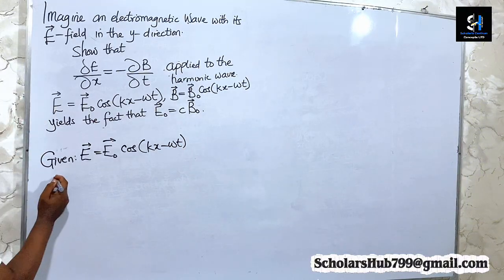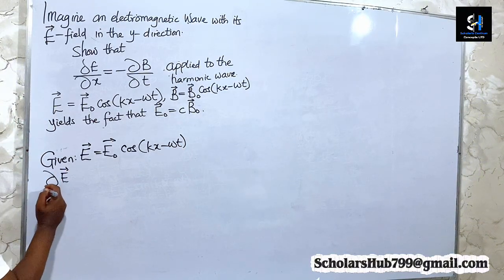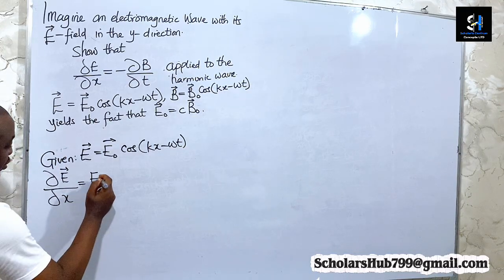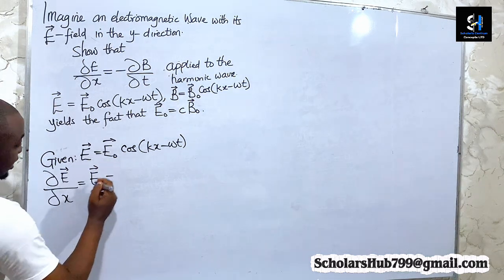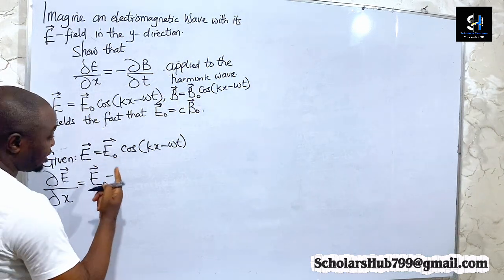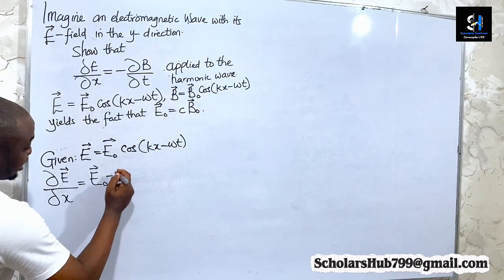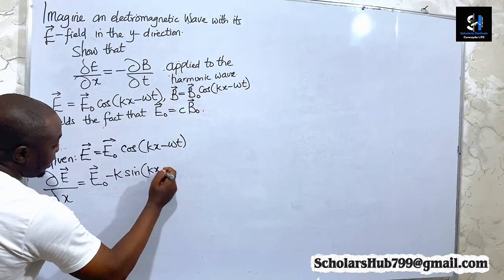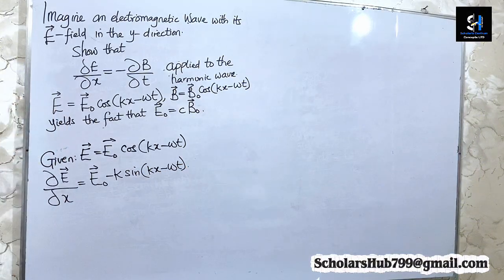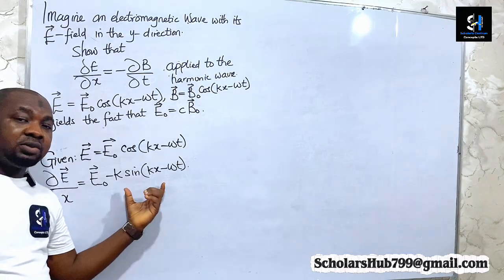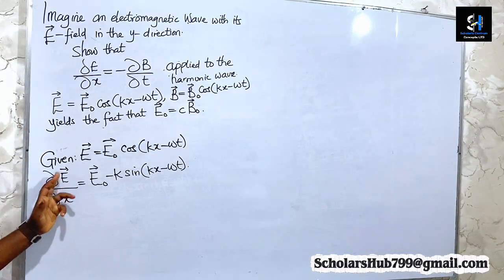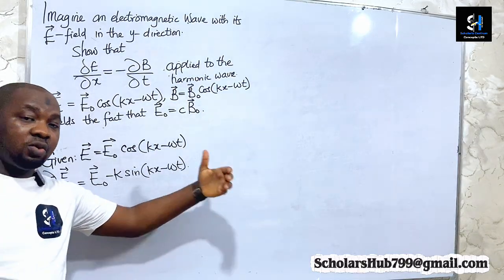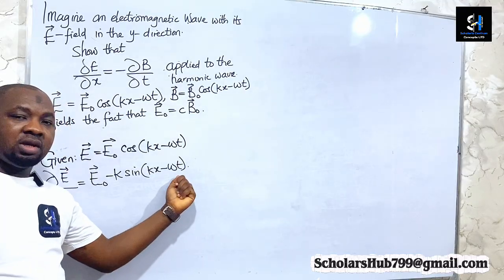Because we are given the electric field function, which is E naught cos(kx - wt), the first partial derivative of the electric field function with respect to x will be the product of E naught and negative, because when we differentiate cos, we get a negative sign. So negative k sine(kx - wt). Because when it comes to partial derivative, we are differentiating with respect to x, so wt will be kept as a constant.